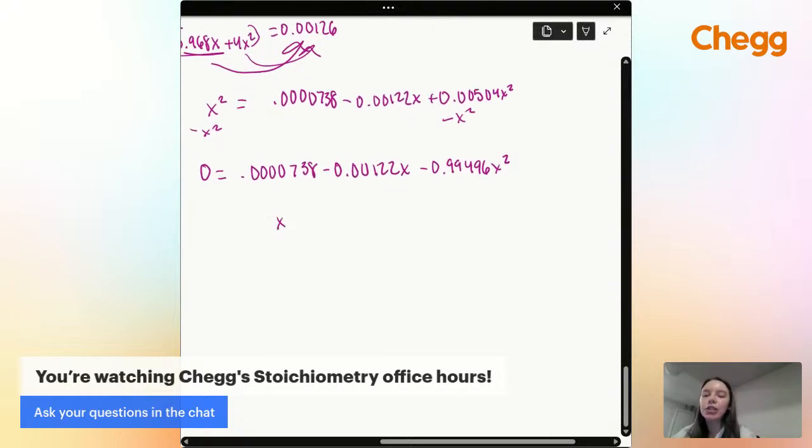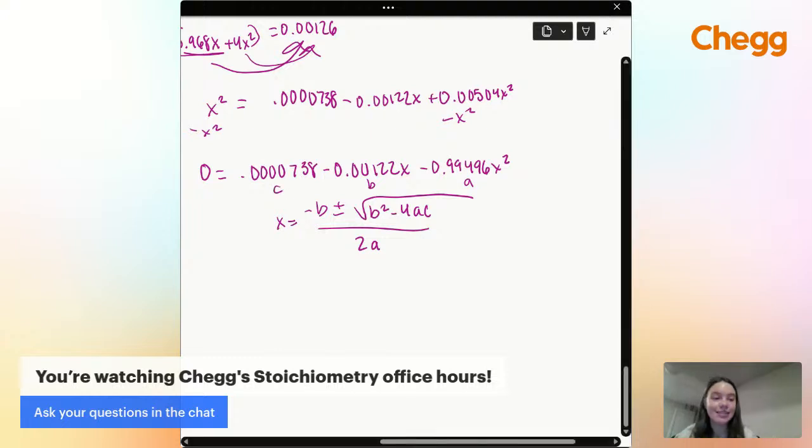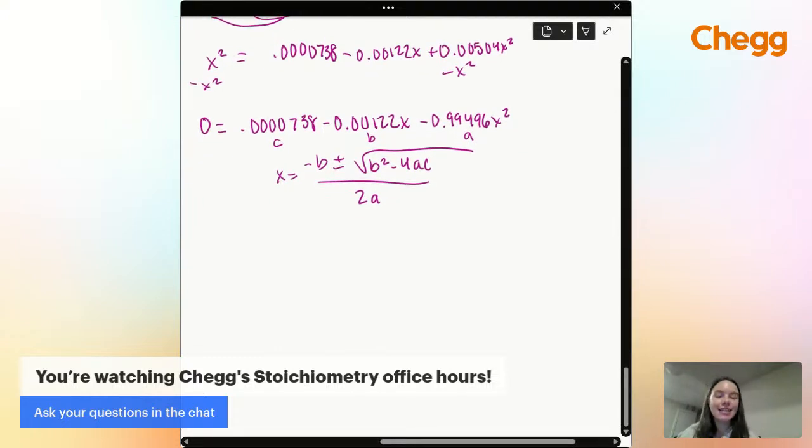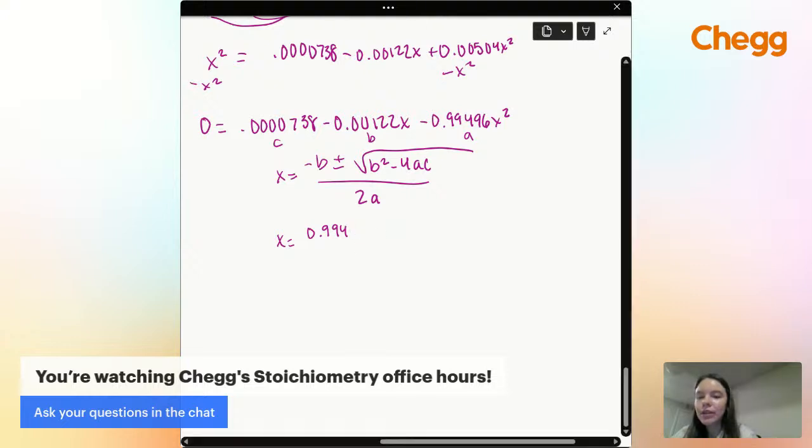Now we are finally ready to do the quadratic formula. I'm going to write it out just so we know what that is. It's x equals negative b plus or minus the square root of b squared minus 4ac, all over 2a. That's how we're going to solve for x. This is a, this is b, this is c. So now let's write that in. We have x equals 0.99496, and it's because those negatives are going to cancel out.